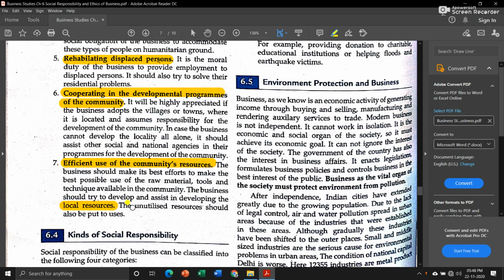Now these were some responsibilities of a business towards the different interest groups in the country. So in our next session we will be discussing the rest of the topics.